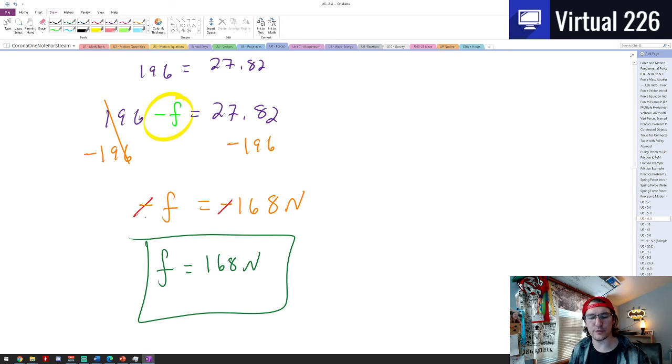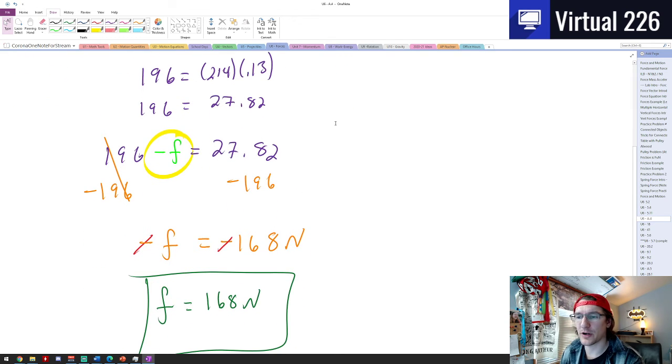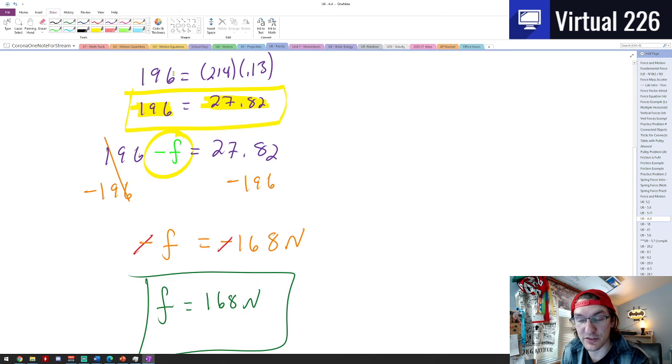Even if we don't know what friction is, it's just a force acting in opposition to the motion of something. Normally it's caused by a rough surface, but we'll talk about that later on. And that's just what this problem's doing. If you're ever going through a problem and you get something like 196 equals 27.82, well, what are you even solving for there? Nothing. You're just saying a number equals another number, and it clearly doesn't. So you're missing something in that equation. In this case, we were missing friction. We included it in there, and we could actually solve for something.